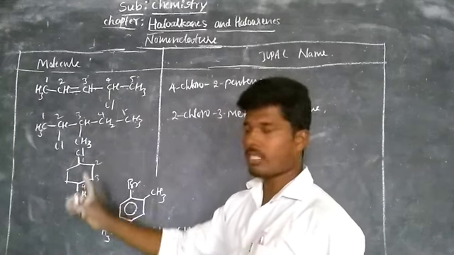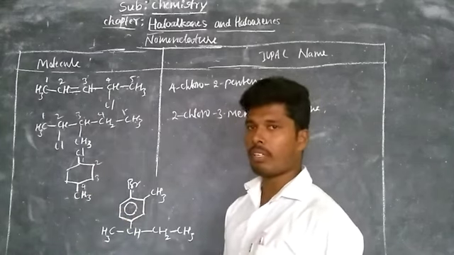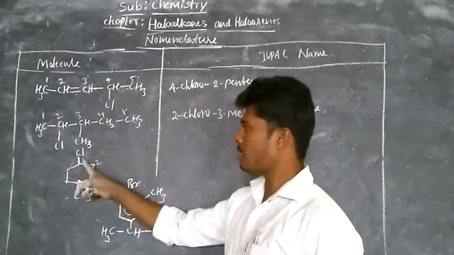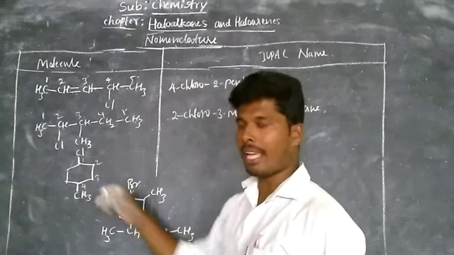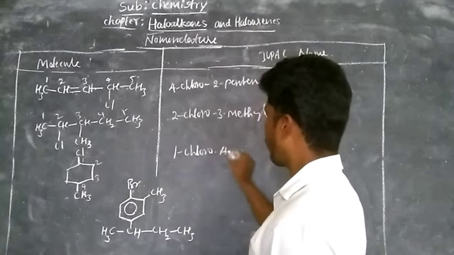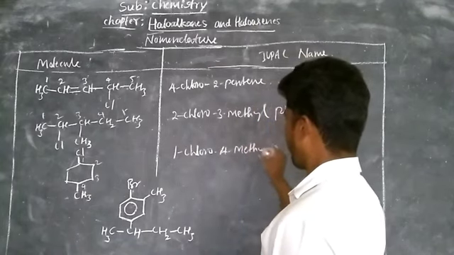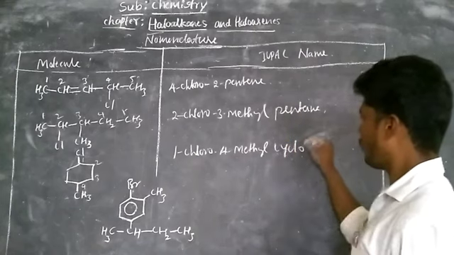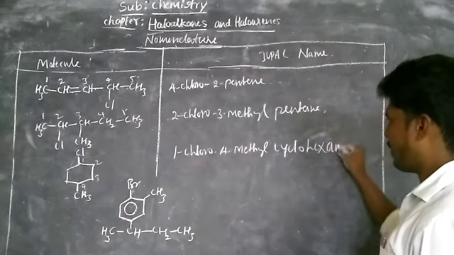So chlorine first, then methyl. Therefore give the number for chlorine first. That is 1-chloro-4-methylcyclohexane. 1-chloro-4-methyl cyclohexane. Okay.